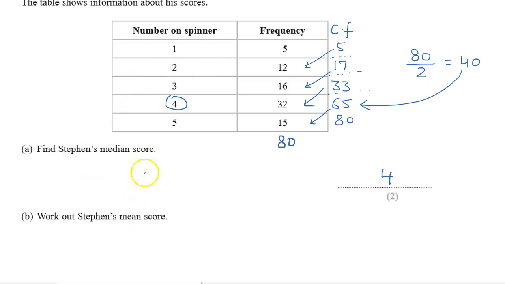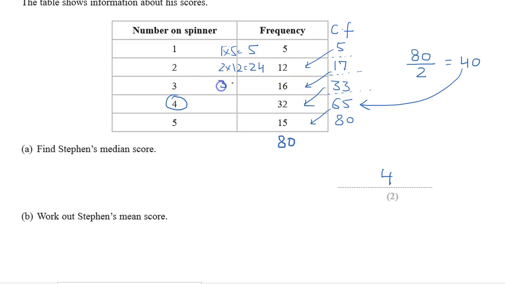Now to find the mean score, we have to find how many times the spinner landed on 1, 5 times. So we multiply 1 by 5, that is 5. 12 times it landed on 2, so 2 times 12 is 24.